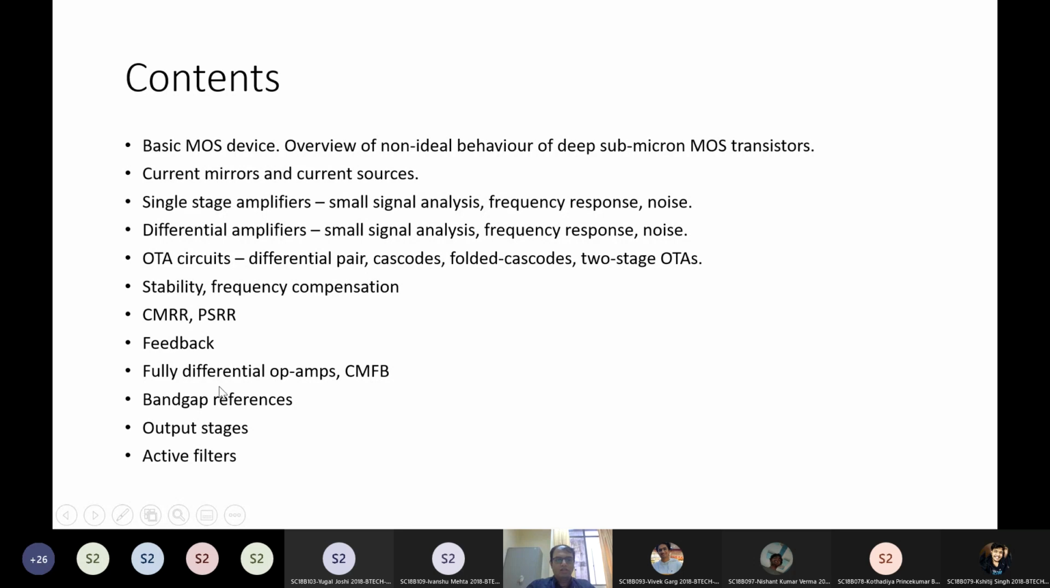And we will look at some other circuits like band gap references, output stages. If possible, we'll touch upon active filters. All right. So the prerequisites basically would be that you have a fairly good grasp on network analysis, which is basically your KVL, KCL. Have a good understanding of basic control systems, which is basically poles and zeros, Bode plots, phase margin, things like that.